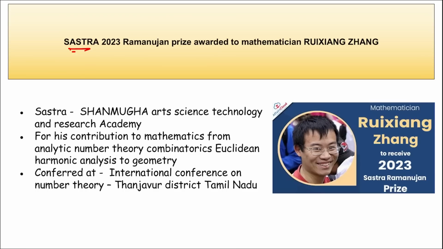Next, Sastra 2023. What is this Sastra? First of all, remember, Sastra is the Shanmugha Arts, Science, Technology and Research Academy, right? Sastra 2023 Ramanujan Prize awarded to mathematician Ruixiang Zhang. As you can see him in the picture, he is Ruixiang Zhang. He received the 2023 Sastra Ramanujan Prize. This Ramanujan Prize, remember, is named after Ramanujan, one of the pioneer mathematicians of India, and in his honor only this prize is given. That is the name Ramanujan, correct?